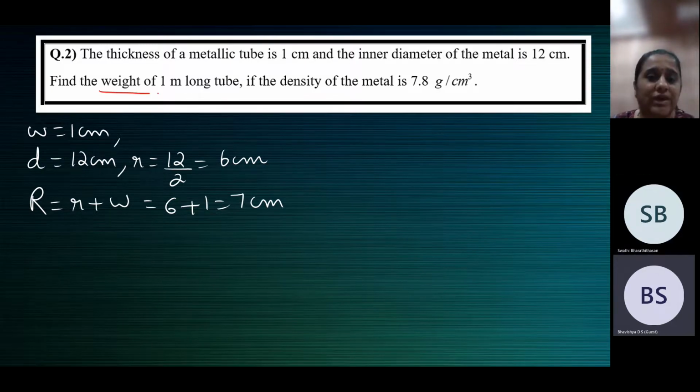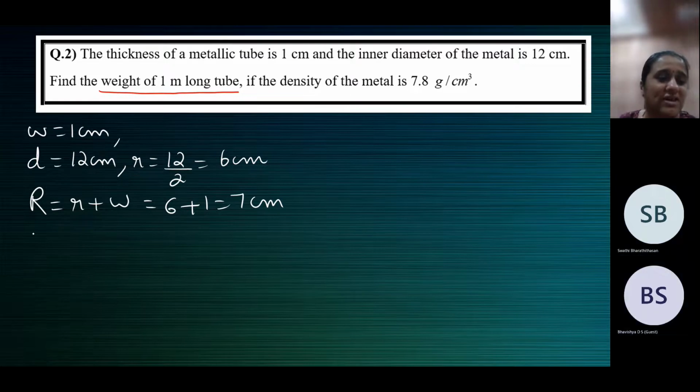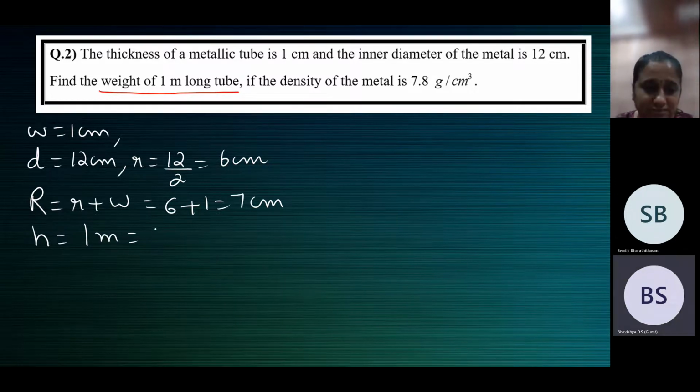Because we have to find the weight of a 1 meter long tube. So, what's the height of the tube? 1 meter. The height of the tube is 1 meter. Now 1 meter means how many centimeters? 100 centimeters.